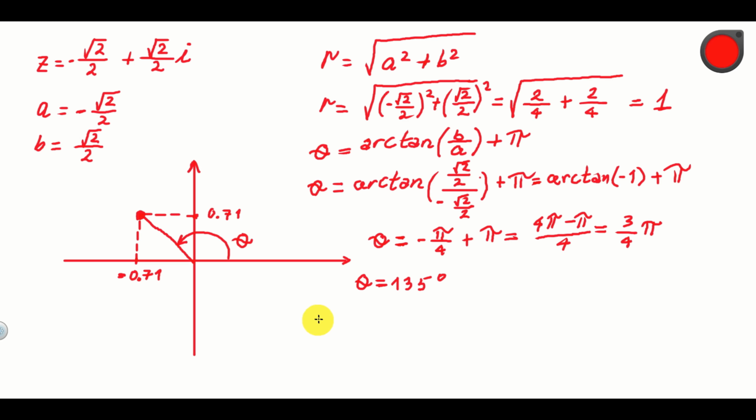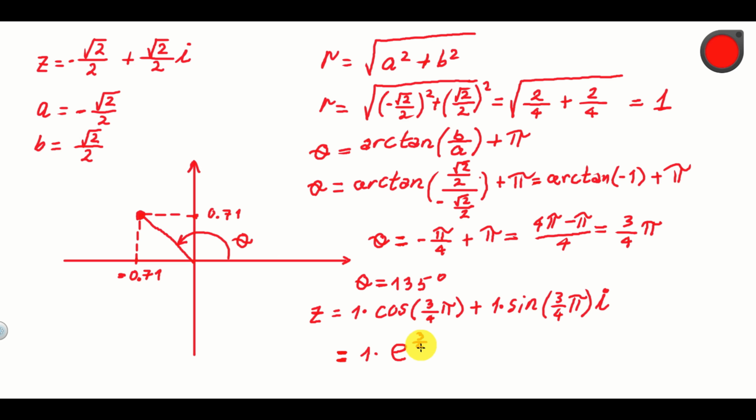Good. Consequently, the polar form of our complex number looks like this. Z is equal to, let's immediately substitute the value, 1 multiplying cosine of 3 over 4 pi plus 1 multiplying sine 3 over 4 pi multiplying imaginary unit I, or we can also write this polar form in the so-called Euler form, and we will have 1 multiplying e to the power 3 over 4 pi multiplying I, and that's it.